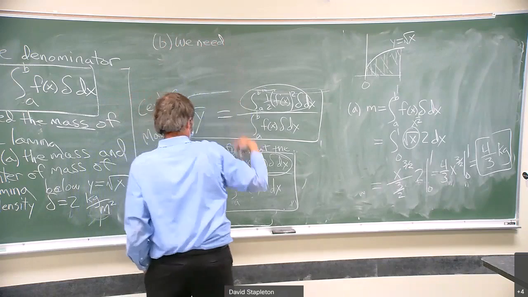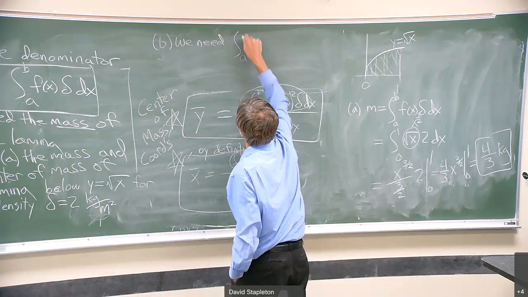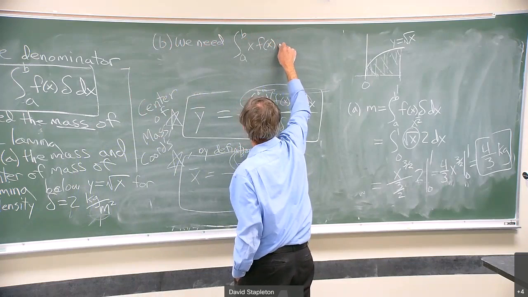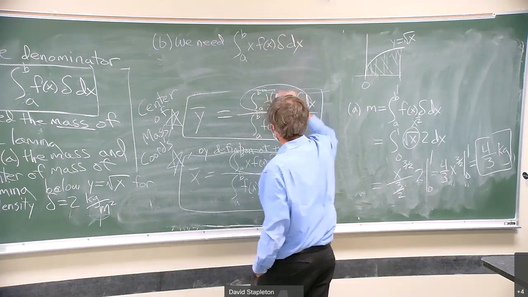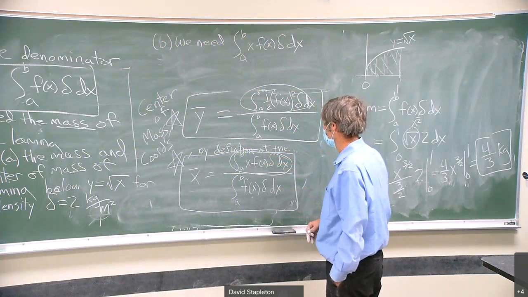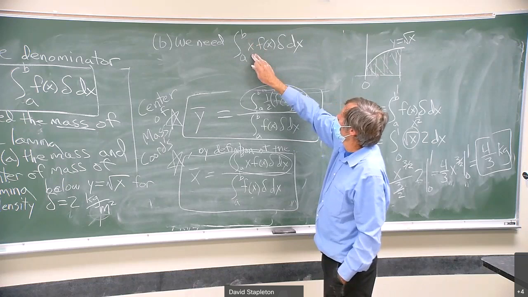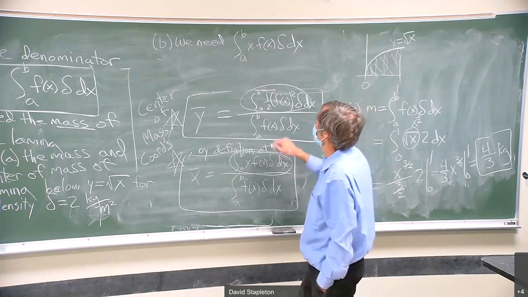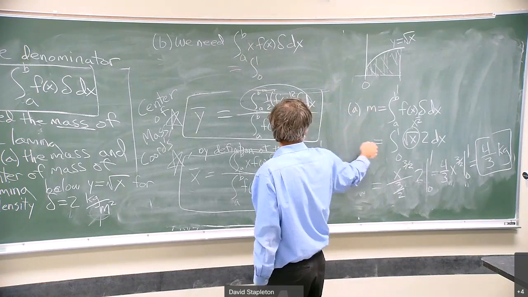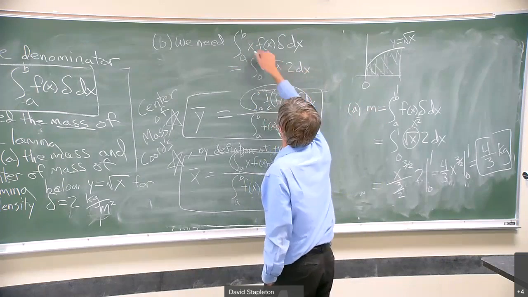So for x bar, we need to calculate the top integral here. We've already calculated the bottom. The integral from a to b of x f of x delta dx. And the nice thing is the top integral looks just like the bottom, except you stuck x in there, right? That's what we calculated to get the mass. We put x in there, now we can calculate the moment of mass. And so we write the same integral we did before, and that saves a little work. The integral from 0 to 1 of square root of x times 2 dx. Well, we just stick an x in here.